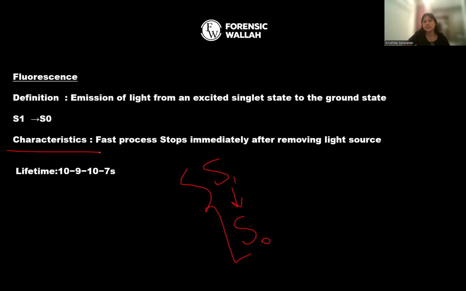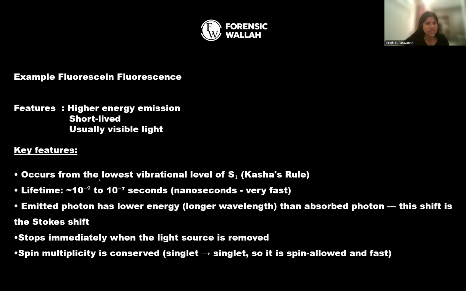So when you see the characteristics of fluorescence, it is a very fast process. It happens very quickly, and this fluorescence process stops immediately after you remove the light source. So the total lifetime is 10 to the power of minus 9 to 10 to the power of minus 7 seconds. This is a maximum period. The light is emitted from the molecule as it goes from an excited state to the ground state, and that is basically the fluorescence process. So I hope fluorescence is now clear.